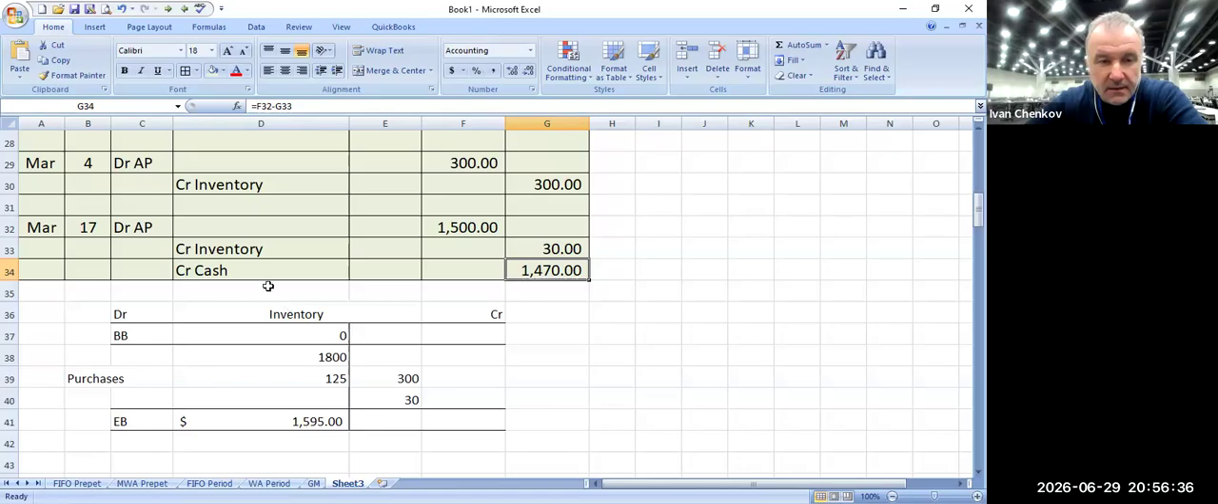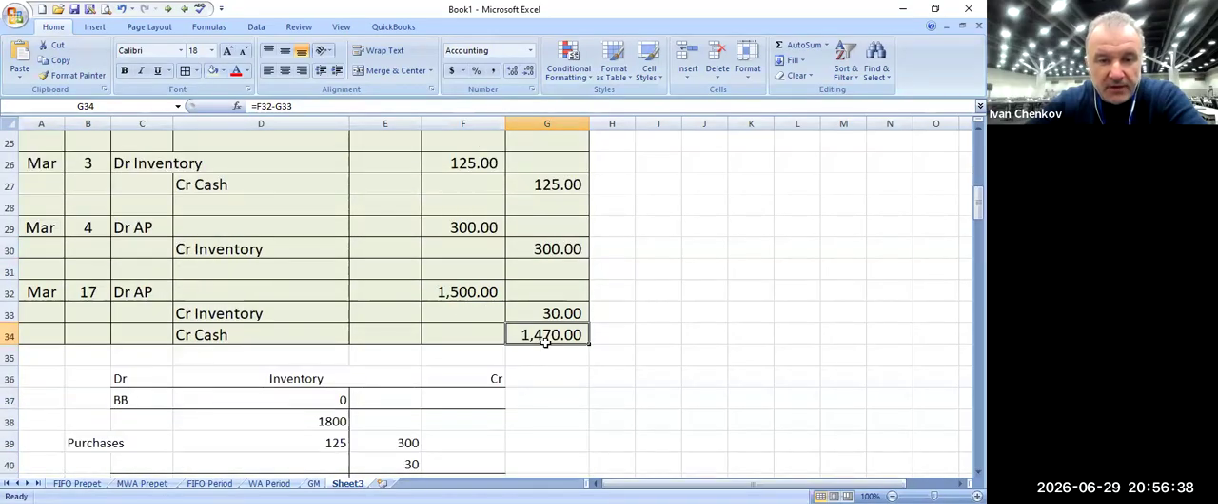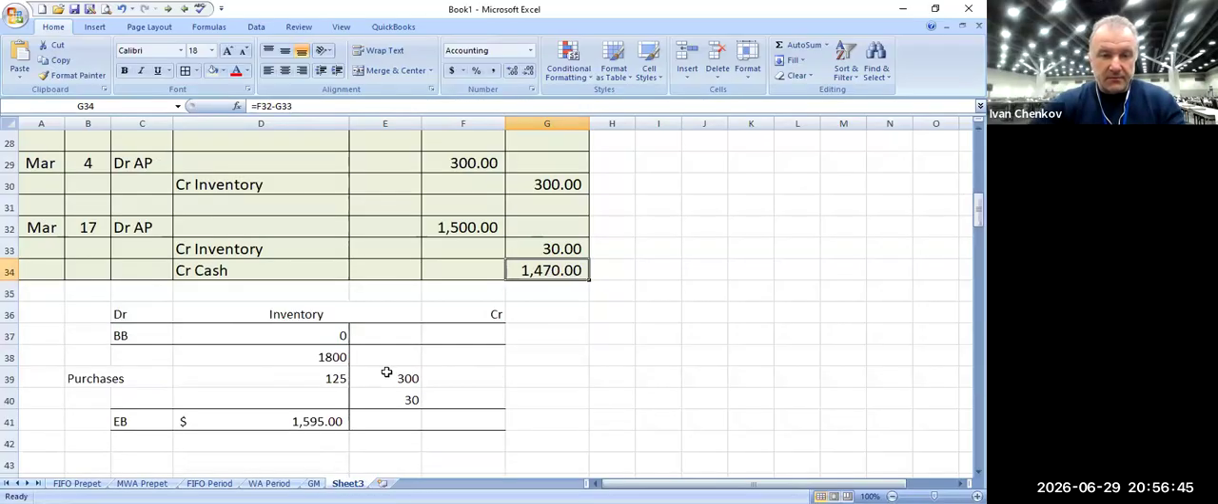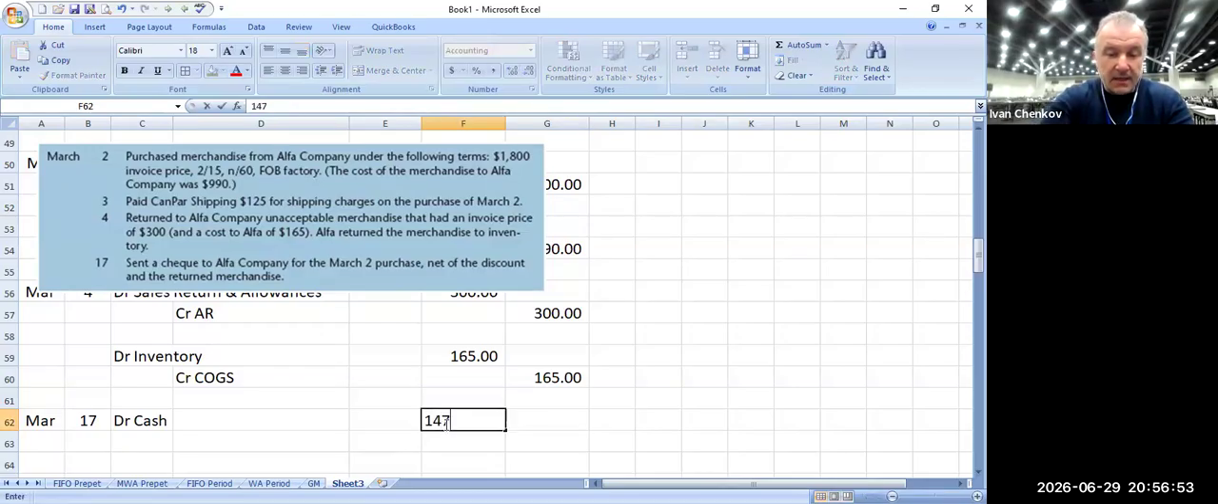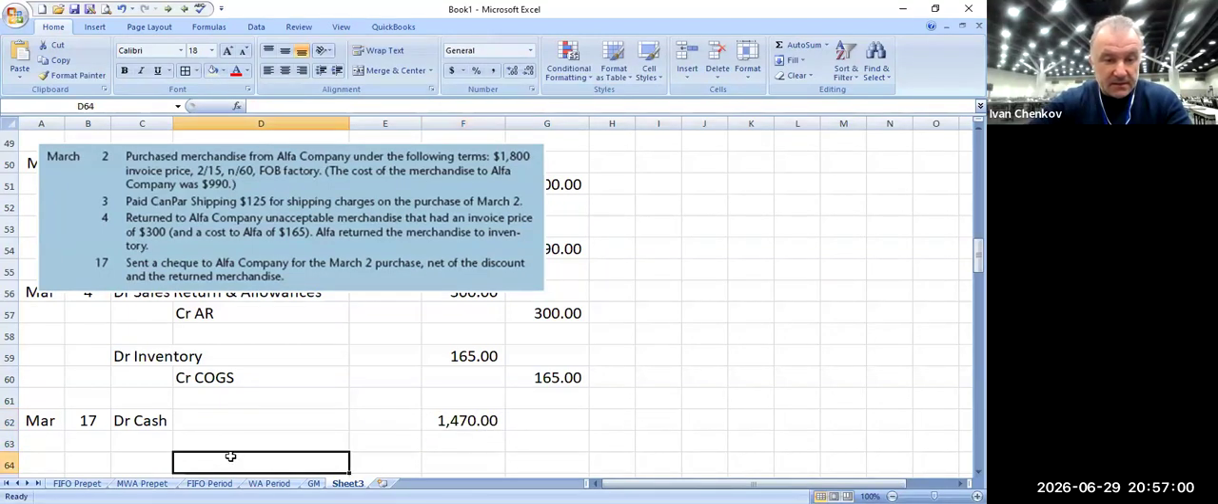Remember, this company wrote a check for $1,470, which was sent to the vendor, which in this case is us. So the check that we're going to get is exactly the same that the company sent us, $1,470. That is going to close the accounts receivable.